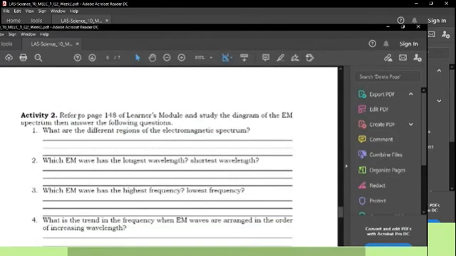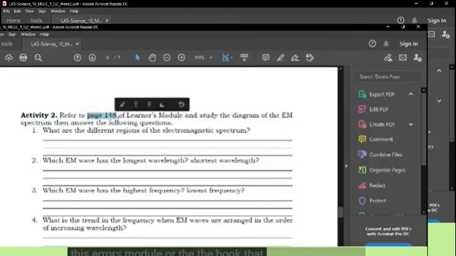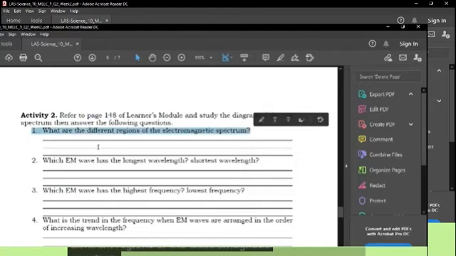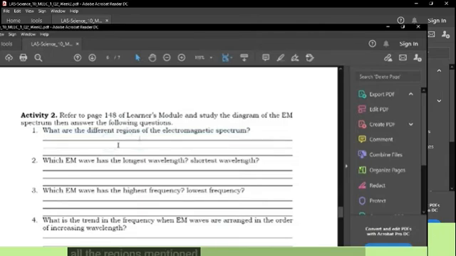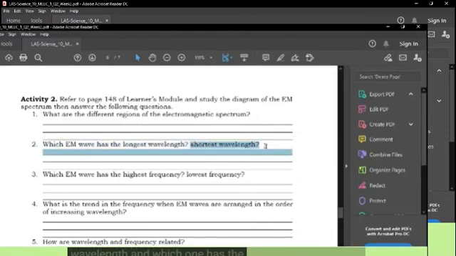For the activity number 2, you're going to refer to page 148 of the learner's module and study the diagram of the electromagnetic spectrum, then answer the following questions. If you don't have this learner's module or the book that has this page 148, you may refer to the references that I have in the description below, so just check it out. For question number 1, what are the different regions of the electromagnetic spectrum? So you're going to enumerate all the regions mentioned on the previous video.